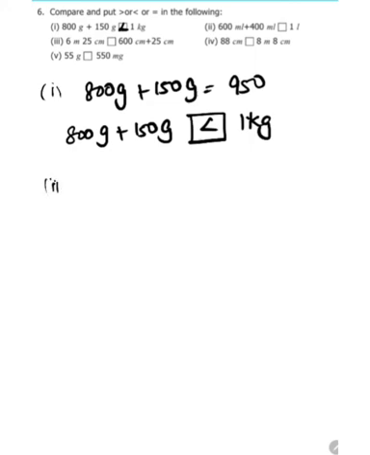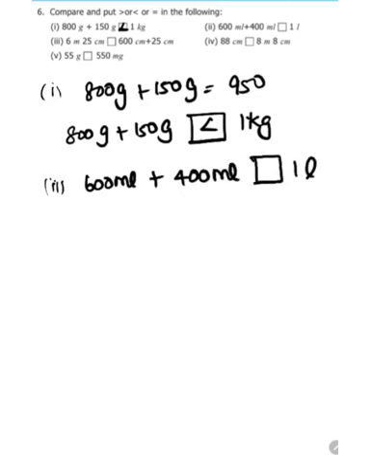Then second one is 600 ml plus 400 ml. 600 plus 400 is nothing but 1000. So 1000 milliliter is equal to 1 liter. So it is equal.